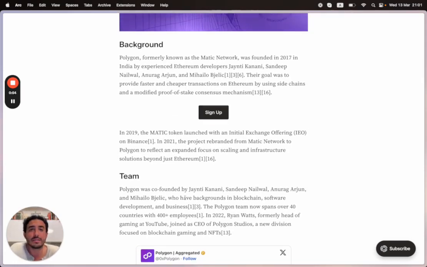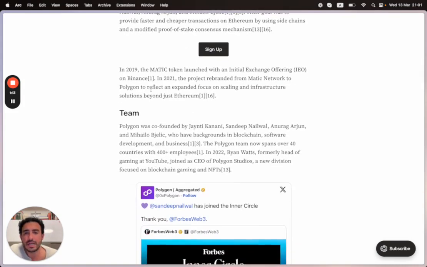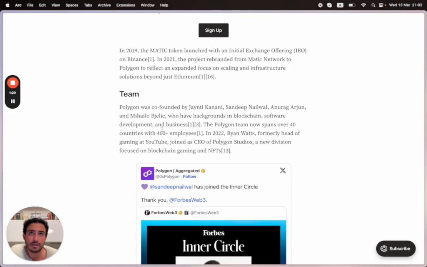Polygon, formerly known as the Matic Network, was founded in 2017 in India by experienced Ethereum developers Jayanti Kanani, Sandeep Nailwal, Anurag Arjun, and Mihailo Bjelic. Their goal was to provide faster and cheaper transactions on Ethereum by using sidechains and a modified proof-of-stake consensus mechanism. In 2019, the Matic token launched with an initial exchange offering on Binance. In 2021, the project rebranded from Matic Network to Polygon to reflect an expanded focus on scaling and infrastructure solutions beyond just Ethereum. Kind of like a polygon, right?